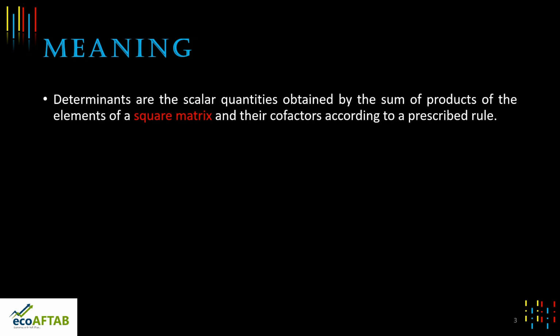What do you mean by determinant? Determinants are the scalar quantities obtained by the sum of products of the elements of a square matrix and their cofactors according to a prescribed rule. So, here friends, there are a few things that we need to remember when we are speaking about determinants.